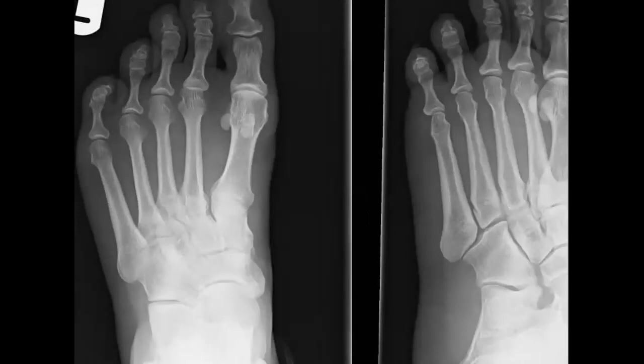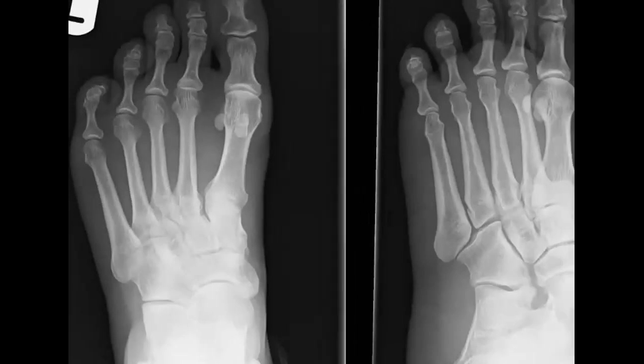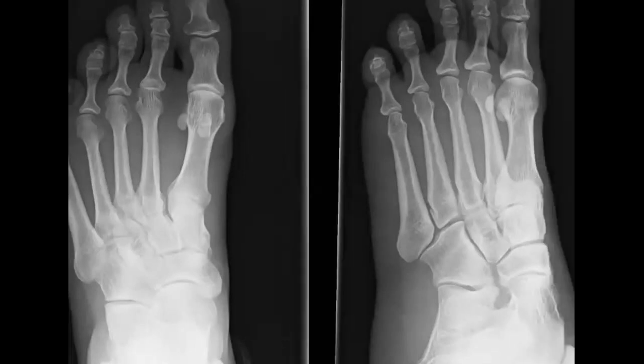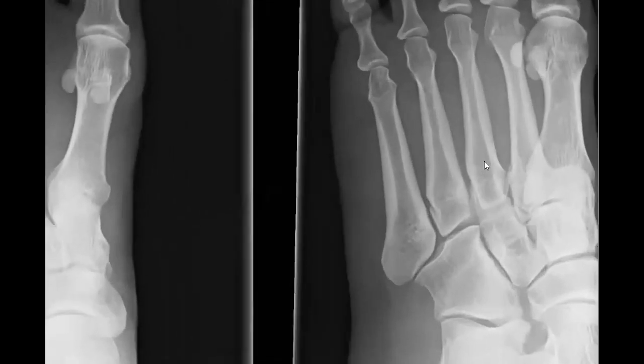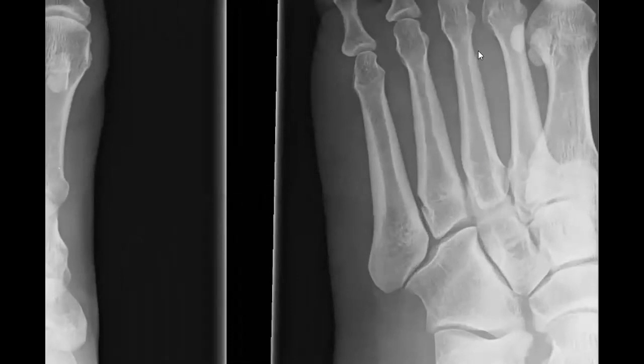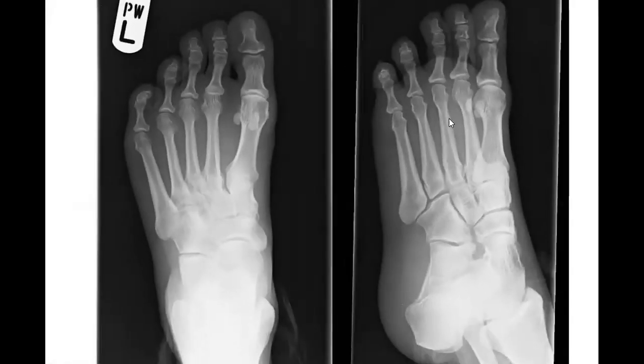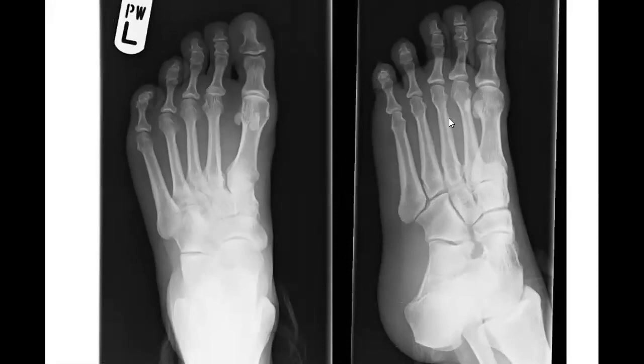Which metatarsal here is affected? There is a fracture with cortical discontinuity in the third one. Not very easy, to be honest.